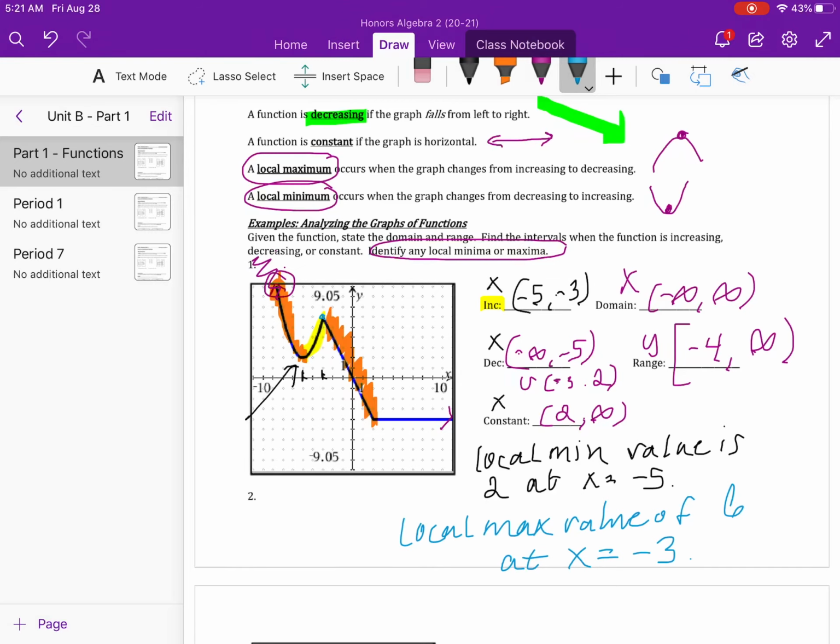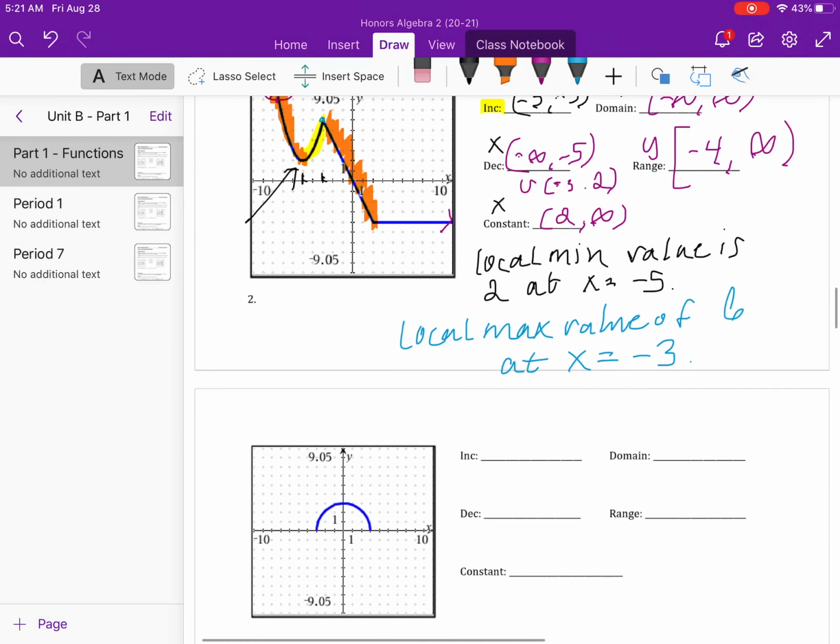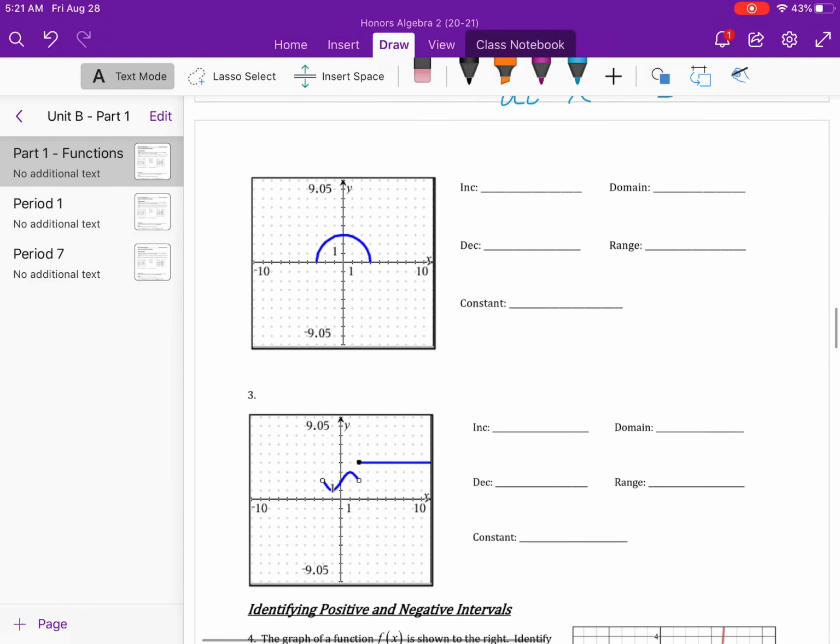All right, so all we're doing when we're looking at these graphs is identifying the intervals at which all of this is true and making sure we get the domain and range. So let's try another example. All right, let's do domain and range first.